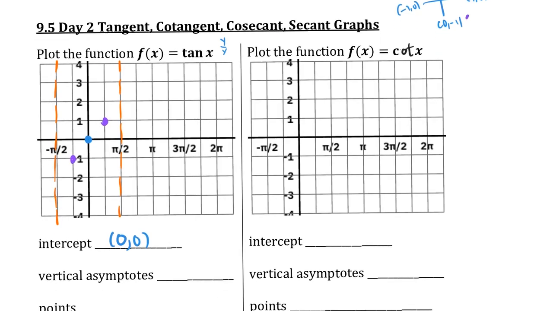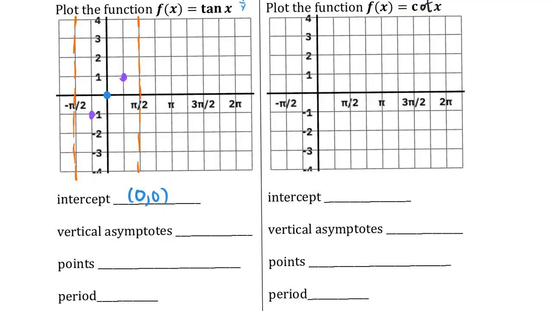And I'm going to write that information, and then I'm going to sketch the graph. So my asymptotes were at pi over 2 and negative pi over 2. My nice point was at pi over 4 because the tangent of pi over 4 was 1, and the tangent of negative pi over 4 is negative 1. And then because this goes from negative pi over 2 to pi over 2, the period is pi. Okay, I'm going to go ahead and draw my curve in. I should approach the asymptotes and then go down.